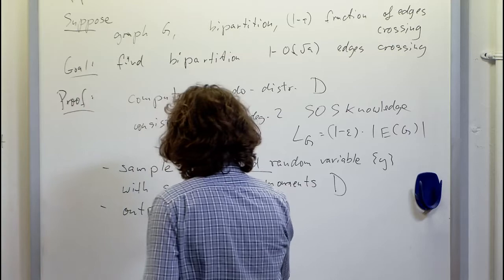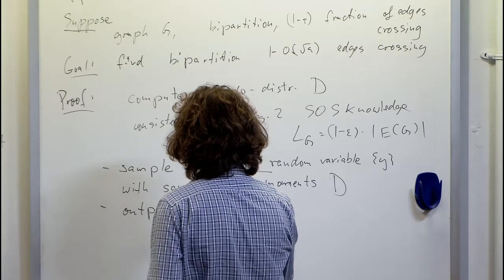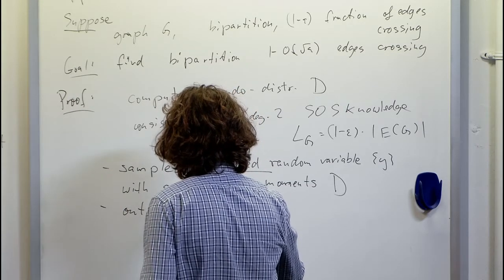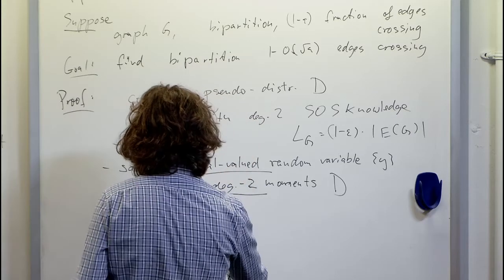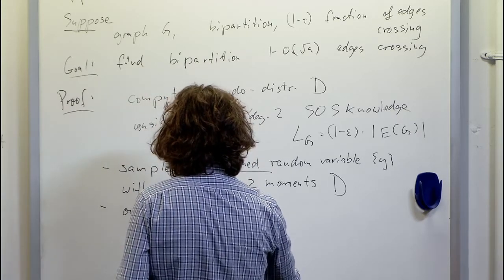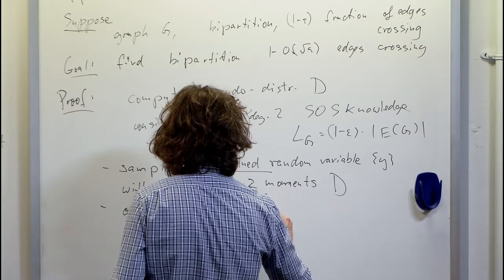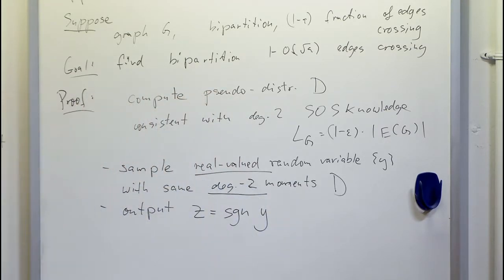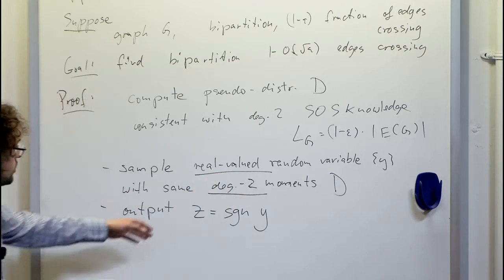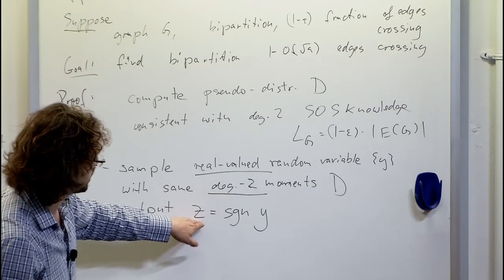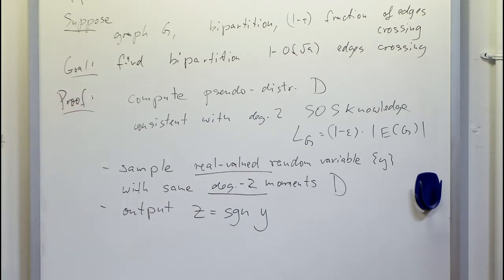And then we'll output the point z, which is, coordinate-wise, the sign of the random variable y, and this is our bipartition. Okay, so this is the closest point on the hypercube to the vector y.